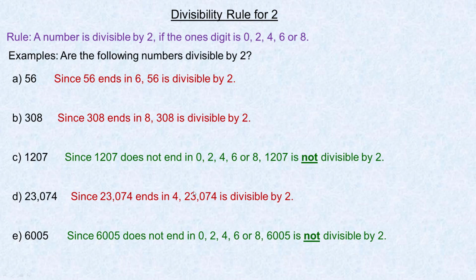So you're always looking at the number in the ones digit on the right end of the number. If it's 0, 2, 4, 6, or 8 that it ends in, it's divisible by 2. If it doesn't end in 0, 2, 4, 6, or 8, it's not divisible by 2. And that's the end of the tutorial.